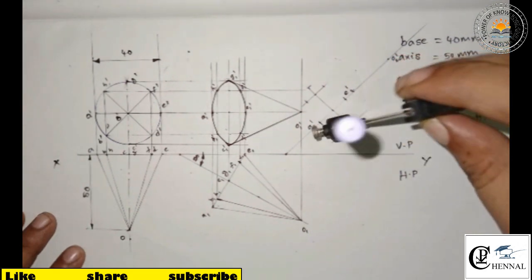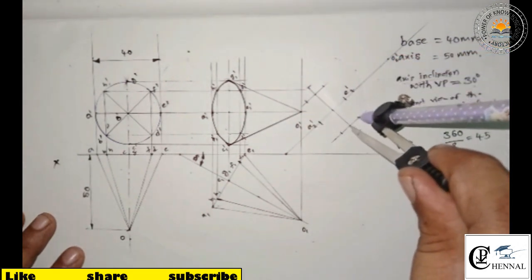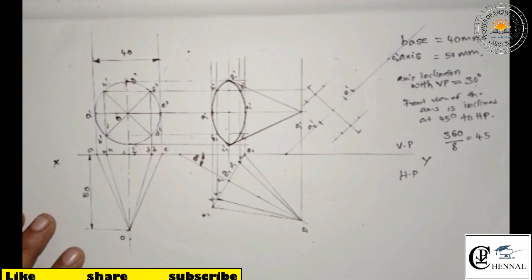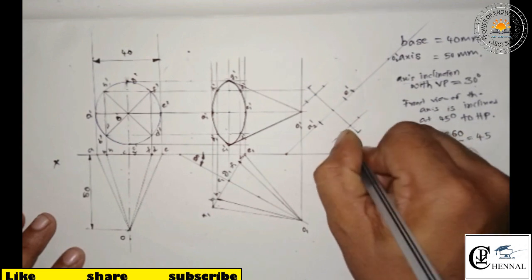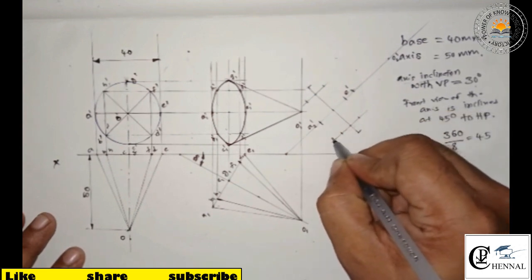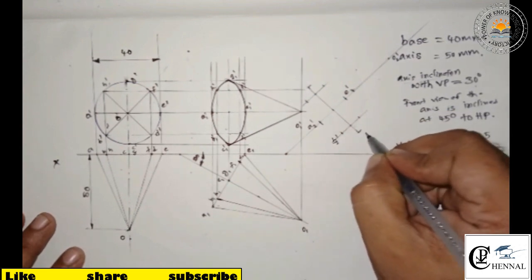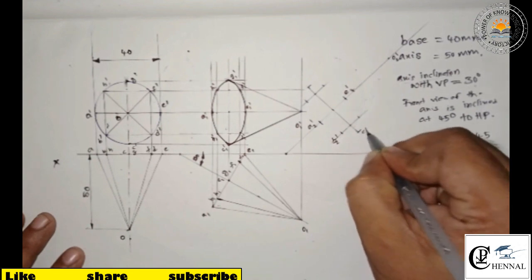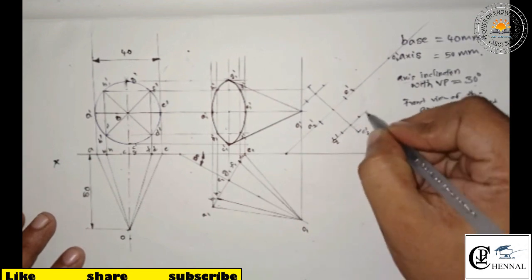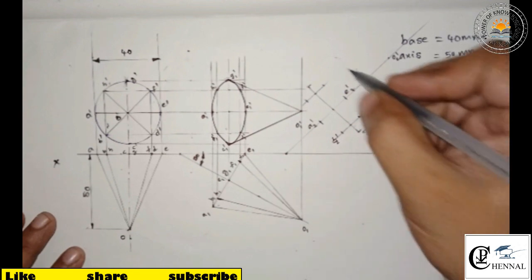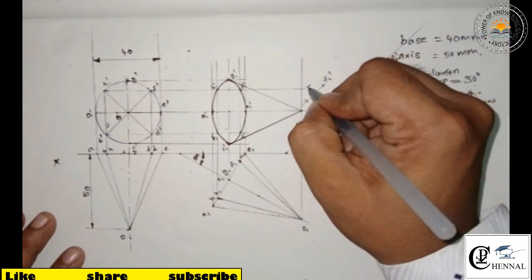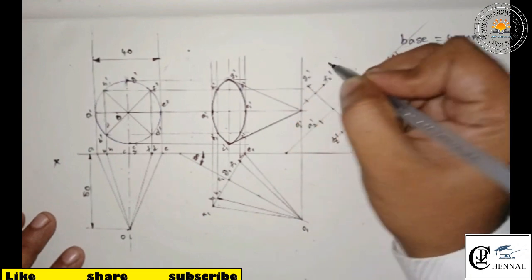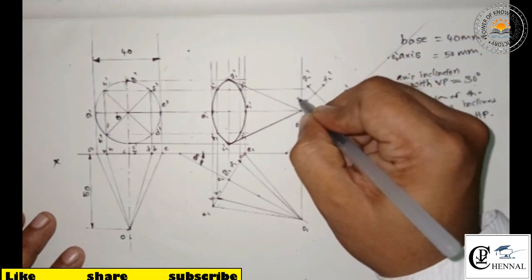Okay, now, right? The obtained points are A2 dash, and this one is B2 dash, this one is C2 dash, this one is D2 dash, F2 dash, G2 dash, and H2 dash.